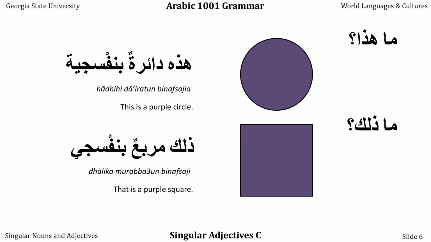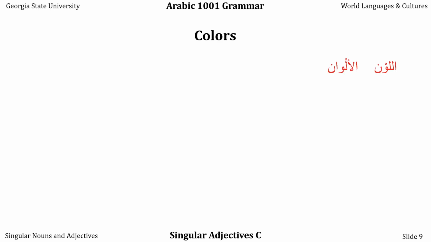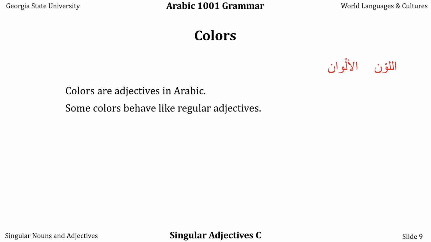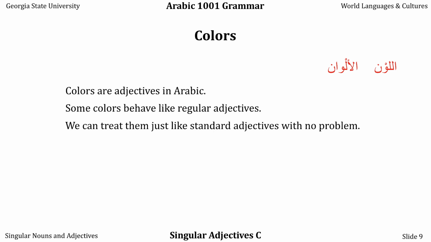Dhalika murabba'un binafsaji. The adjective is binafsaji. Since murabba is both masculine and indefinite, it remains masculine and indefinite as well. Let's discuss colors in Arabic. Colors are adjectives in Arabic, and some of them behave like regular adjectives, such as wardi for pink or binafsaji for purple. We can treat them just like standard adjectives with no problem.